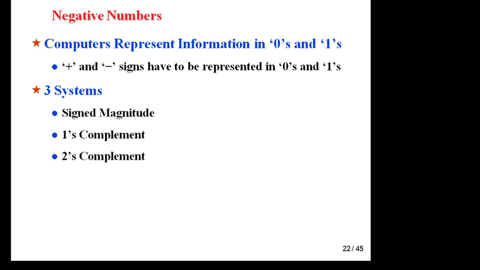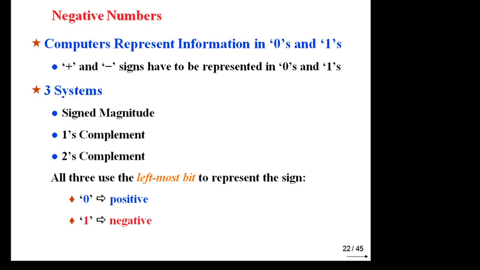Now there are three methods to represent any signed number. Till now we were talking about unsigned numbers. For signed numbers there are three methods: sign magnitude method, ones complement method, and two's complement method. First we will see the sign magnitude method, then ones complement, then two's complement. All three use the leftmost bit to represent the sign. I already told you the leftmost bit, the MSB, is the sign bit. 0 means positive; if the MSB is 1, the number is negative.